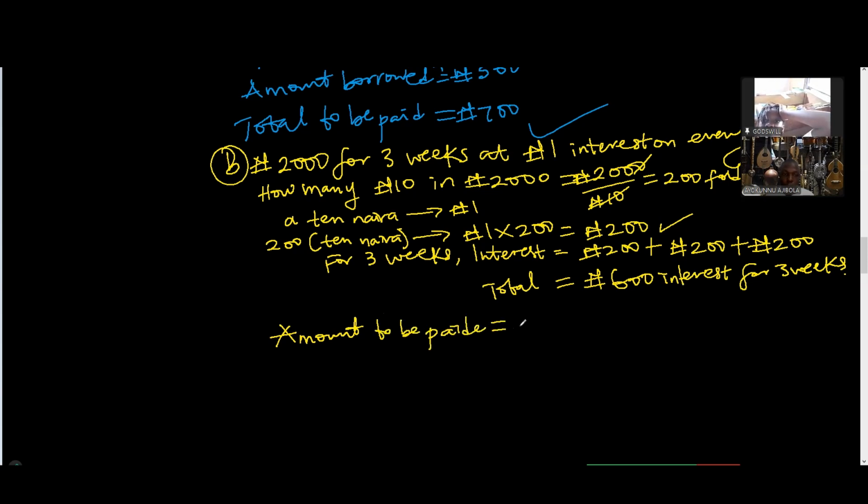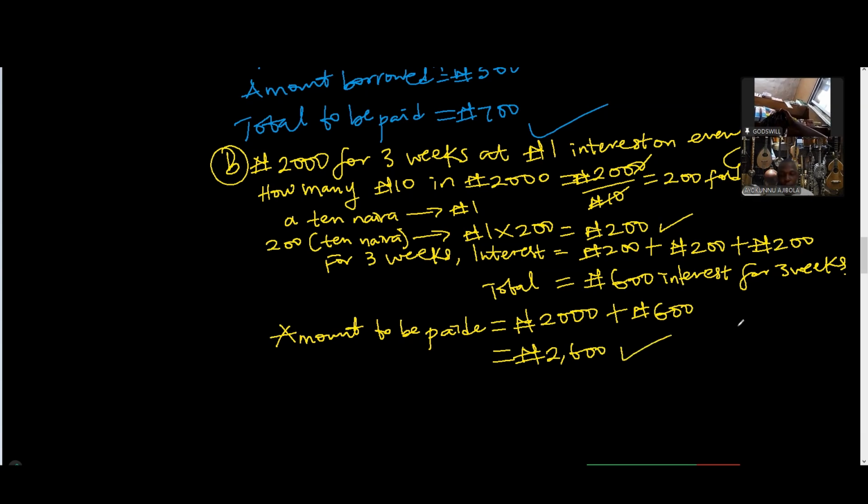So amount to be paid will be what? The interest plus the amount borrowed. How much was borrowed? 2000 naira, right? And how much is the interest? 600 naira. So the total is going to be what? 2600 naira. Is that clear?